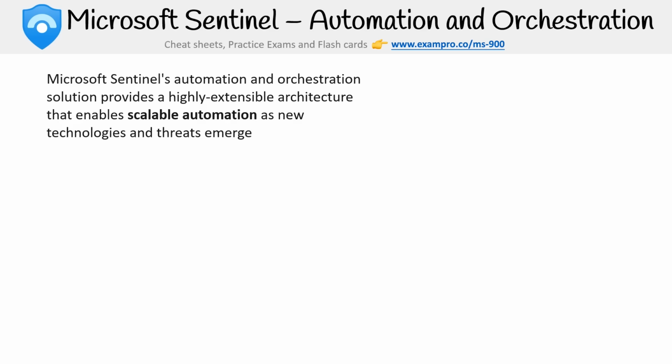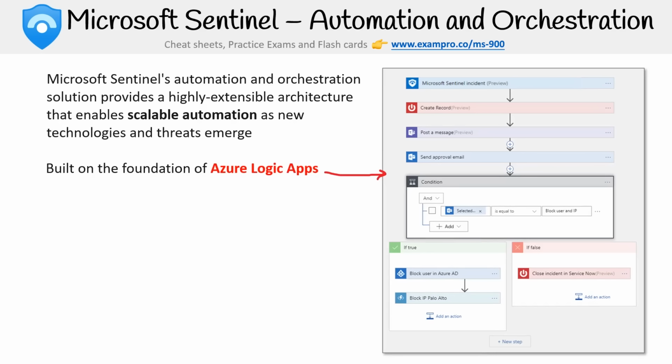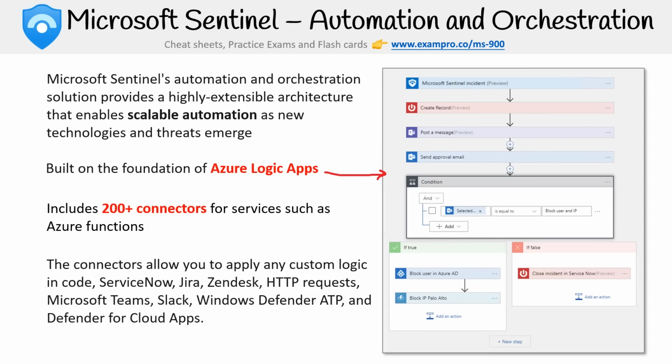Then there's automation and orchestration. So with Sentinel, you have solutions that provide a highly extensible architecture that enables scalable automation as new technologies and threats emerge. Sentinel is built on the foundation of Azure Logic Apps, so it's a great way of not having to use any code, but you can chain things over different services, and they have over 200 connectors for services such as Azure Functions. The connectors allow you to apply any custom logic and code, ServiceNow, Jira, Zendesk, HTTP requests, Microsoft Teams, Slack, Windows Defender ATP, and Defender for Cloud Apps. So there's a lot to do there.